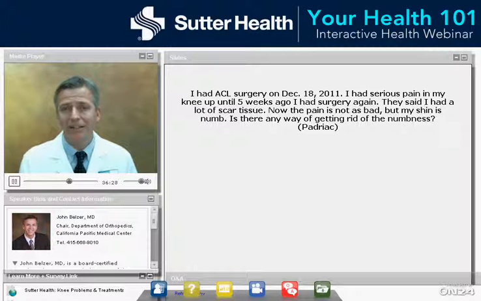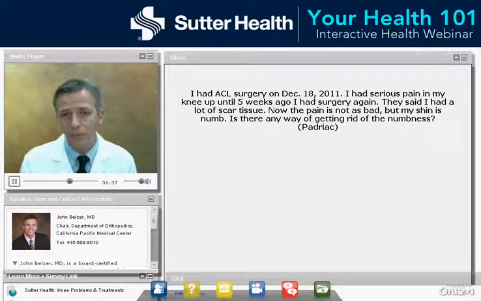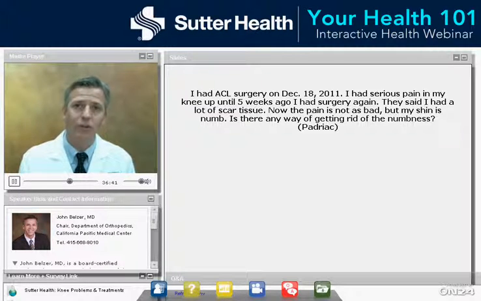The surgery that you had to clean the scar tissue out of your knee, my guess is, was done arthroscopically. And if it was done arthroscopically, the little holes in your knee are not likely to cause any major nerve damage. Now, to get to your question, is there any way of getting rid of this numbness? The answer is, if you had it since 2011, it is likely going to be permanent, unfortunately. It's usually just a sense of numbness around the area, will not cause any functional loss to the leg.